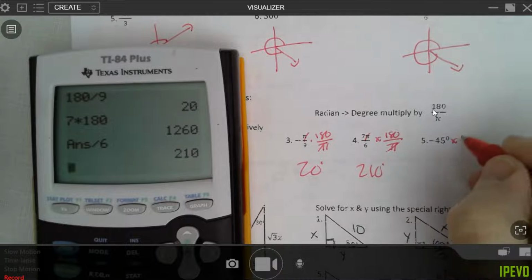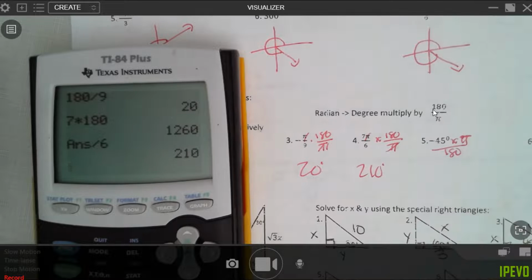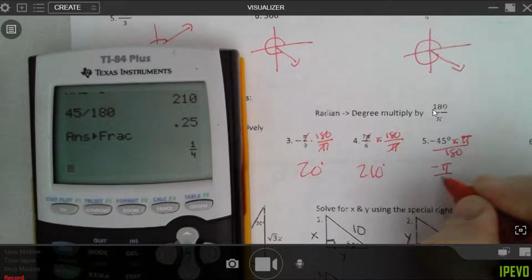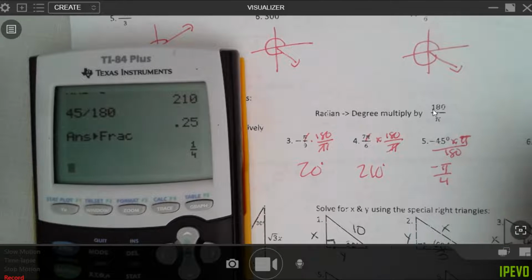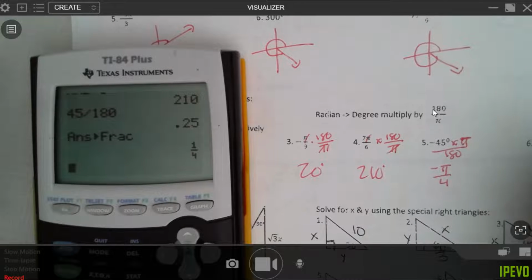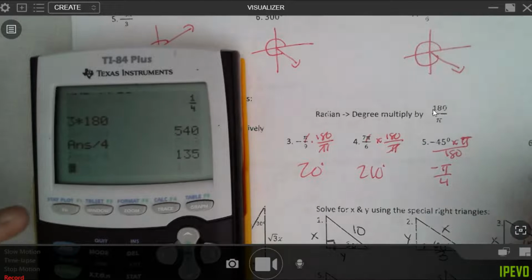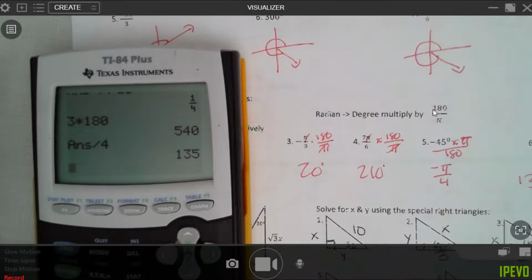Let's see, so this is pi over 180. So do 45 over 180. That should be a quarter. And then multiply this one by 180 over pi. Pi's cancel, so do 180 divided by 4. 135 degrees.